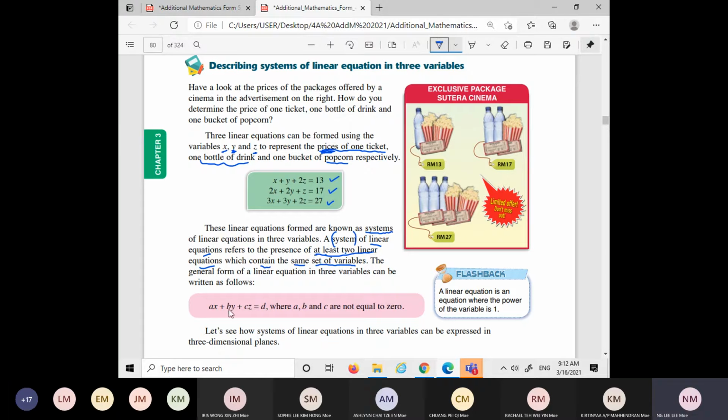So the general form of the linear equation is written this way. a, b, c are constants, not equal to 0. x, y, z are the variables. a, b, c are constants, meaning a, b, c are numbers. x, y, z are the variables, for you to find the final answer: what is x, what is y, and what is z. This is the meaning.